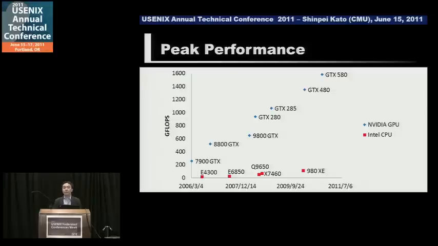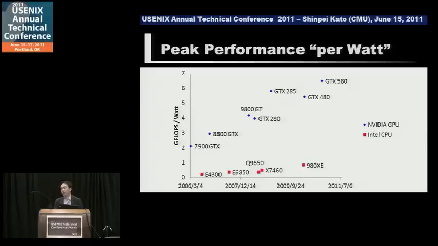And if you look at the performance trends today, the GPU is actually more than 10 times faster than the CPU in peak performance, right? And this performance benefit of the GPU over the CPU is continuously growing. Also, the GPU has a significant advantage over the CPU in performance per watt, which means the GPU is very energy efficient. In fact, it is about 7 times more energy efficient than the CPU today. And this energy efficiency of the GPU is also continuously growing.